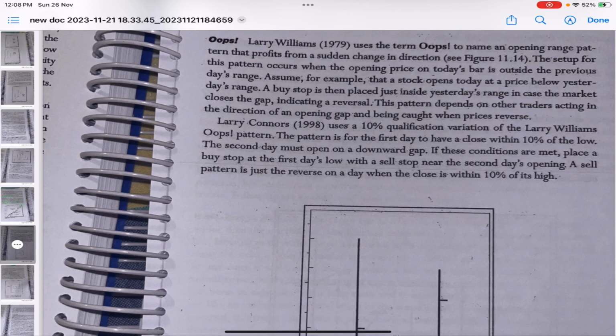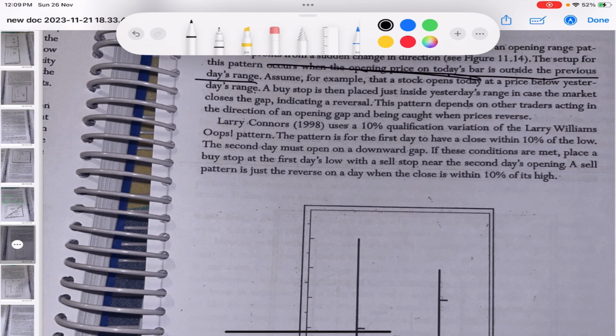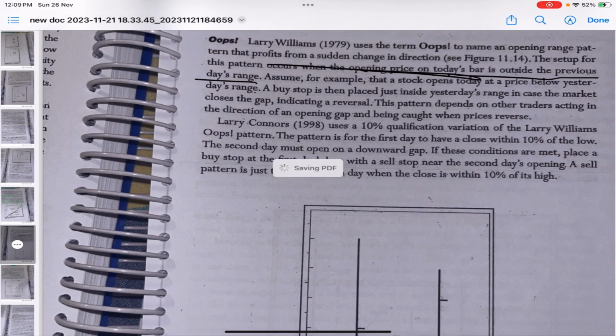The setup of this pattern occurs when the opening price on today's bar is outside the previous day's range. So that's the first and foremost thing, that the opening price of today is outside of the previous day's range. The stock opens today at a price below yesterday's range. A buy stop is then placed just inside yesterday's range in case the market closes the gap, indicating a reversal. This pattern depends on other traders acting in the direction of an opening gap and being caught when the prices reverse. Again, I hope you understood what they are trying to explain.